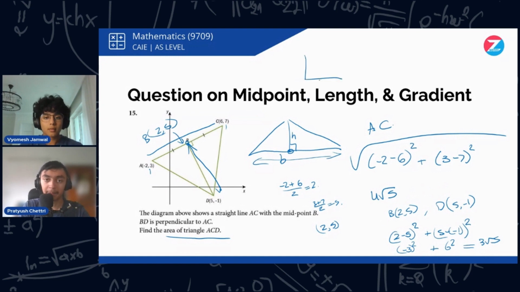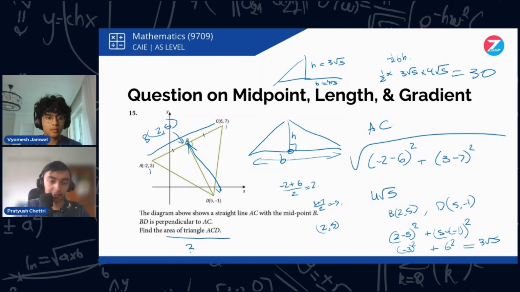So if our triangle has base 4 root 5 and height 3 root 5, then its area is half BH, right? So the area is half times 3 root 5 times 4 root 5, which comes out to 30. So the area of the triangle is 30 units squared, whatever, because we haven't been given units. So there you go. Remember, area is squared. So that's how you combine these ideas of length, gradient. We haven't quite used gradient here, but midpoint and length combined.